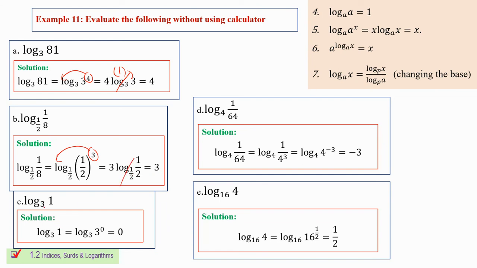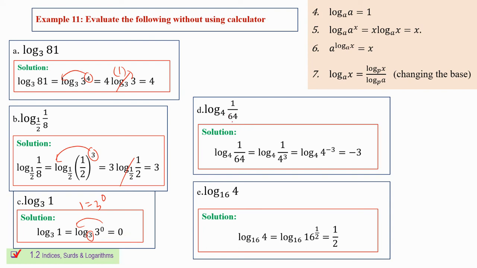So how about log 3 of 1? If you remember, then you know that this is directly 0. If you can't remember, we change our 1 to 3 power of 0. We change to base 3 because our base here is 3. So my 0 brings in front. Log 3 base 3 is 1. So 0 multiplied by 1 is 0.